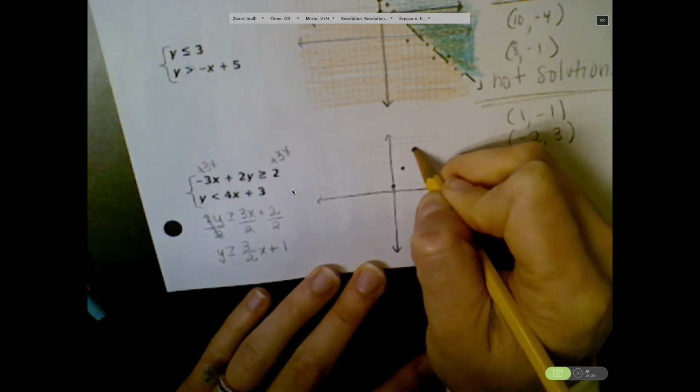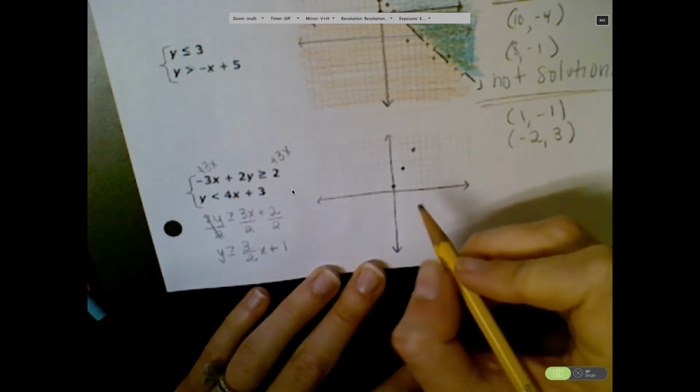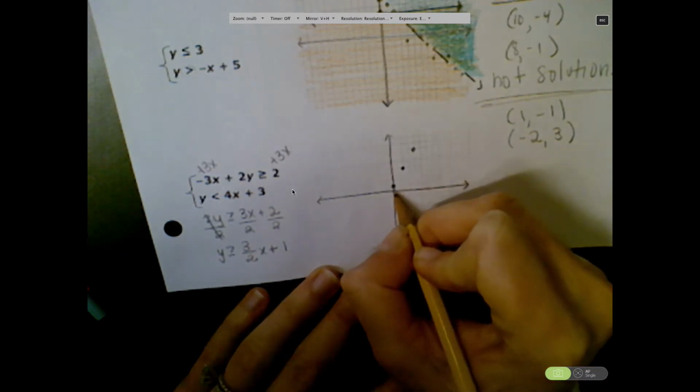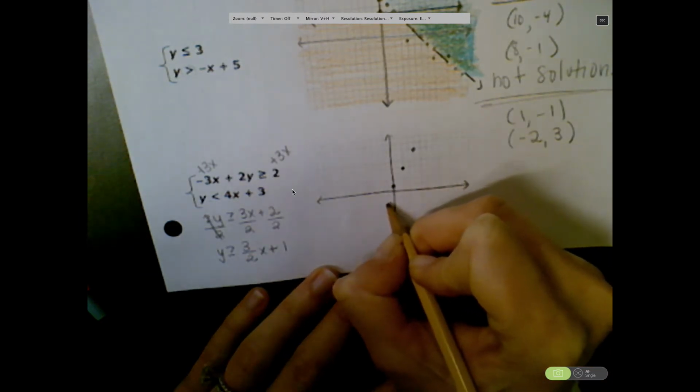Up 3, to the right 2. Good. You can also go down 3 to the left 2.